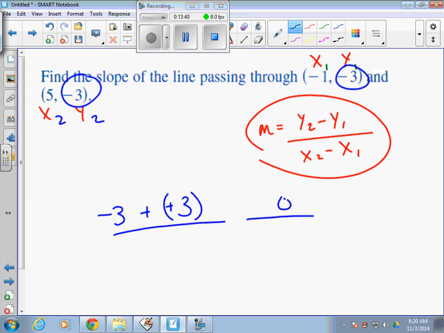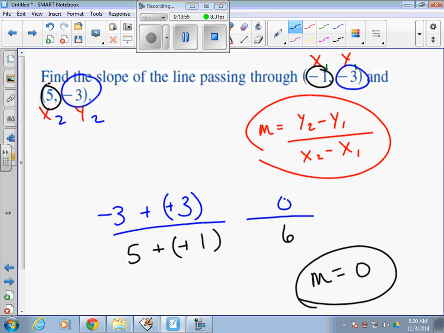X sub 2 is next. X sub 2 is 5. Minus x sub 1 is negative 1. Minus a negative 1, again, is plus a positive. 5 plus 1 is 6. We have 0 over 6. Again, the slope 0 divided by anything is going to be 0. That's going to be a horizontal line, just like the example before it.